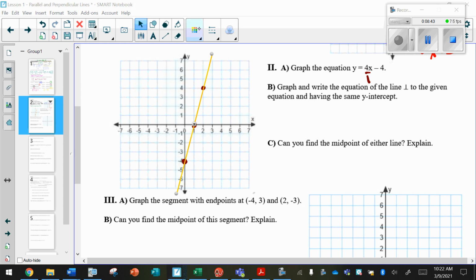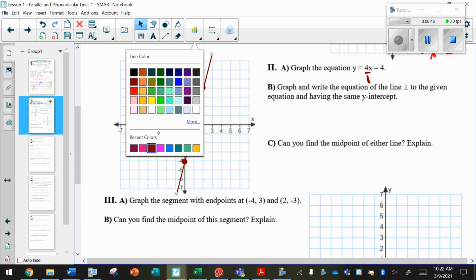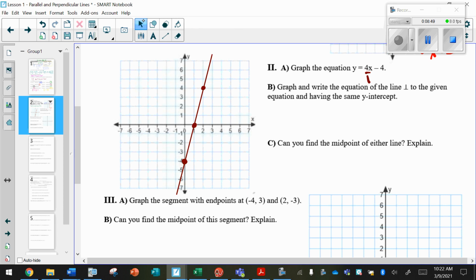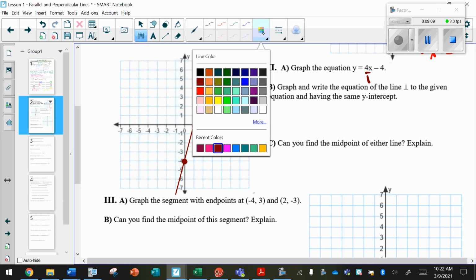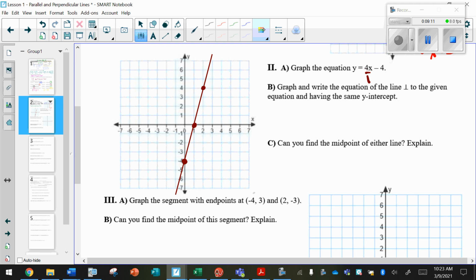The more accurate your line, the easier the work will be as we go through this unit, because we're going to have to find specific points of intersection. So we want to make sure we plot all the points that we can plot using our slope that covers the graph. Graph and write the equation of the line perpendicular to the given line and having the same y-intercept. So perpendicular lines have opposite reciprocal slopes, and if it has the same y-intercept, then it's going to be a very similar equation, except for the slope of 4, it's going to be a slope of -1/4, but same y-intercept.